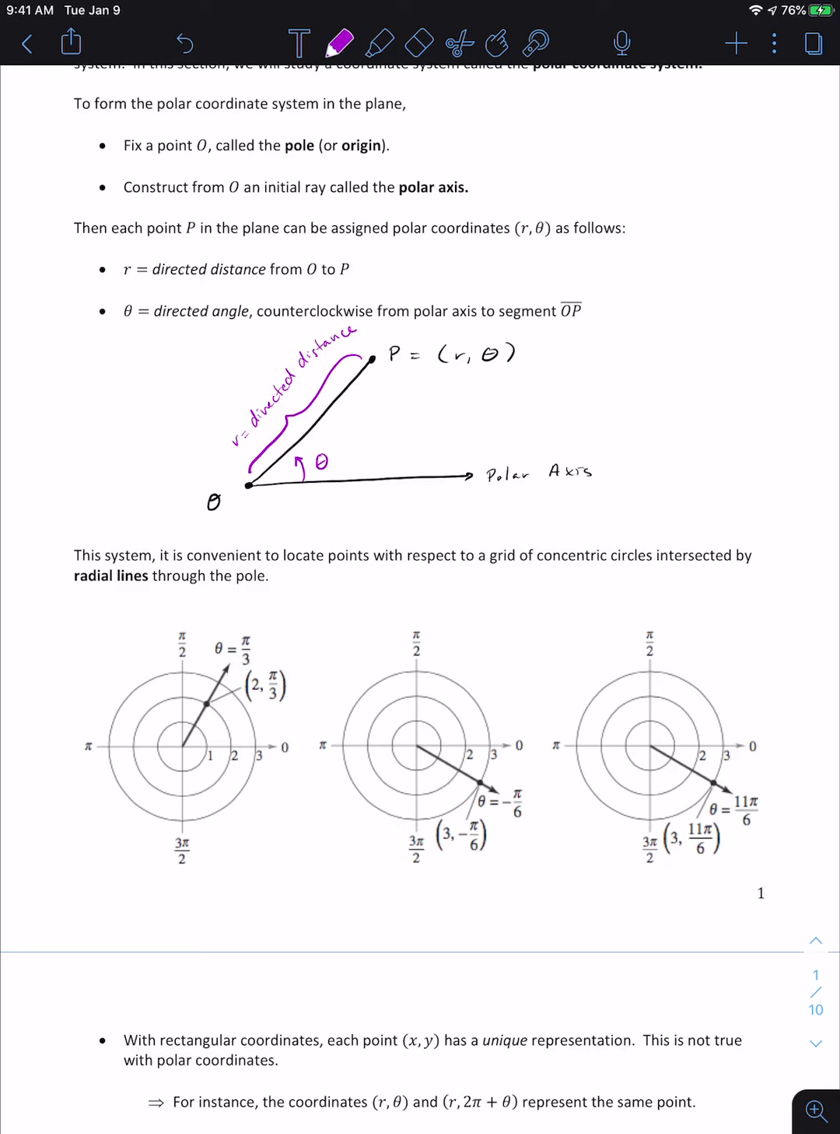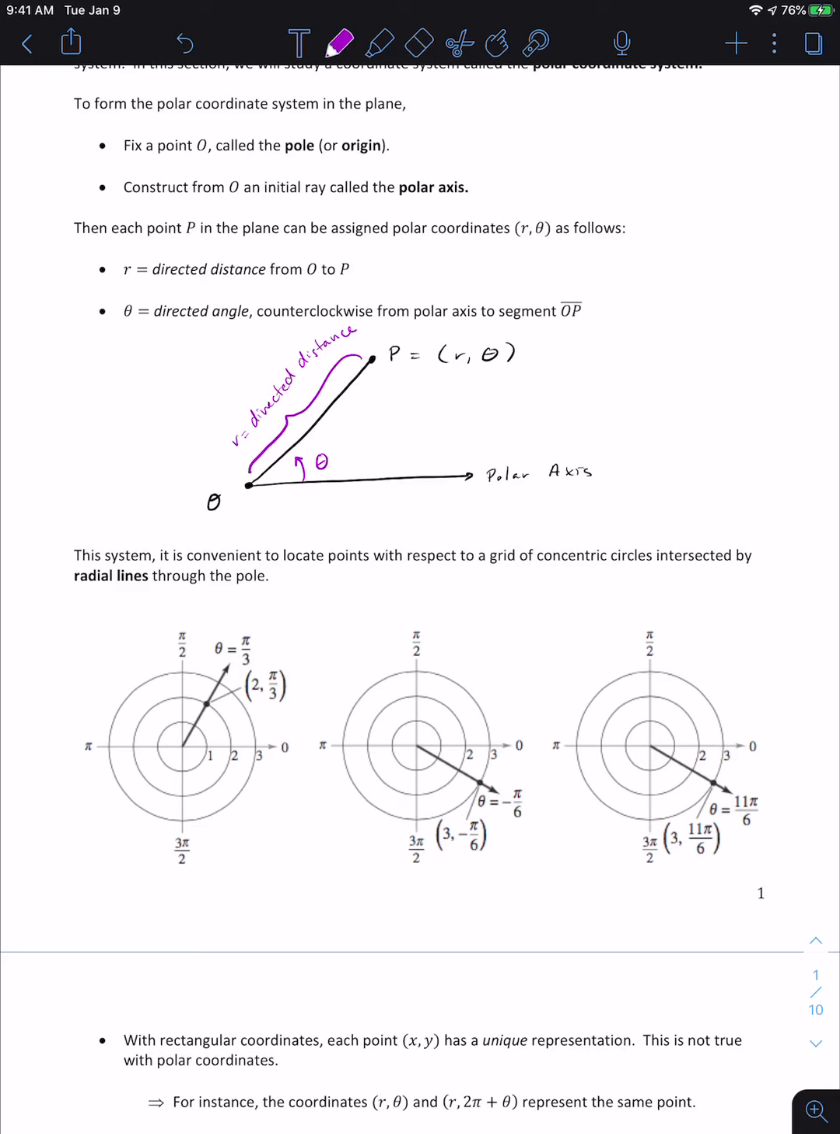So let's look at this next one here. This next one is 3, so this point lies on the circle of radius 3. That's what that 3 means. And now it has an angle of negative pi over 6. That negative means we go down pi over 6. Anytime we put a negative sign in front of the angle, that means go down, or go clockwise instead of counterclockwise.